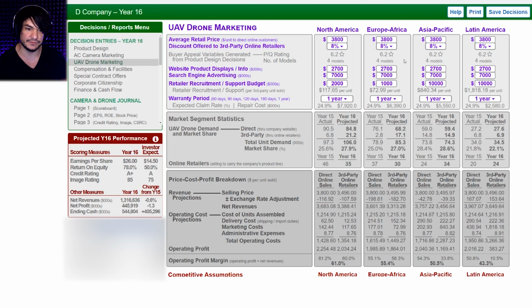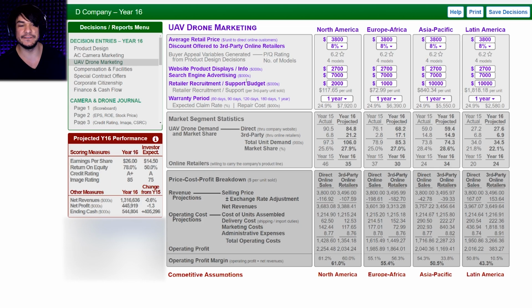Your price is up here, once again. You have your product display budget, which is on the website, and then your retailer support budget here, which I assume is the displays inside the retailers, or education, sales promotions, and stuff like that. Whatever you want to say. It could be buying the retailers a cake. If you want to think it's that, think it's that. Just pay attention to how much you're spending and how it affects your profit margins.